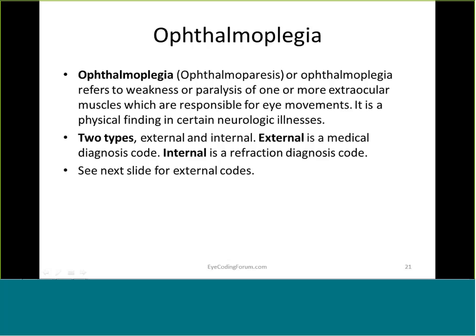Ophthalmoplegia refers to weakness or paralysis of one or more extraocular muscles, which are responsible for eye movements. It is a physical finding in certain neurological illnesses. However, there are actually two types, external and internal. Now, external is what I'm referring to above, and this is a medical diagnosis code. Internal is a refraction diagnosis code. So let's look at the next slide.